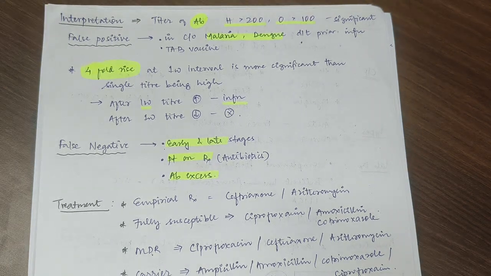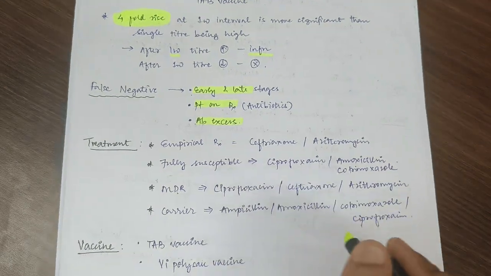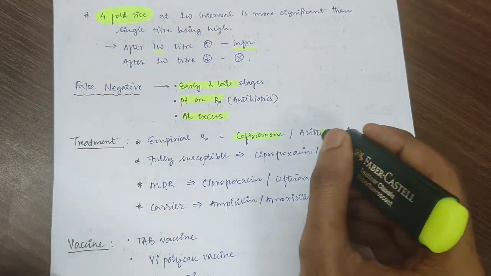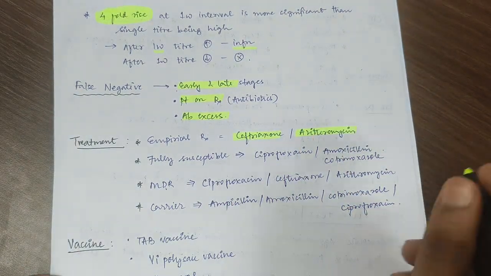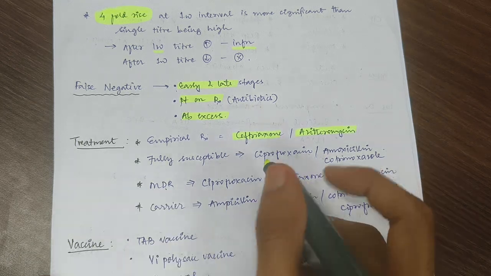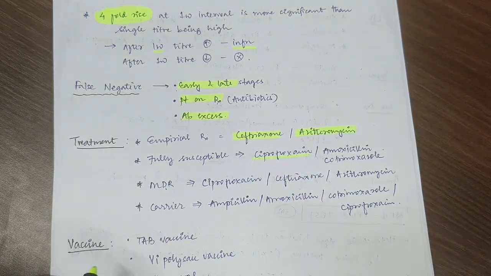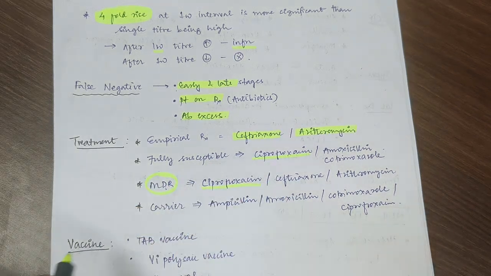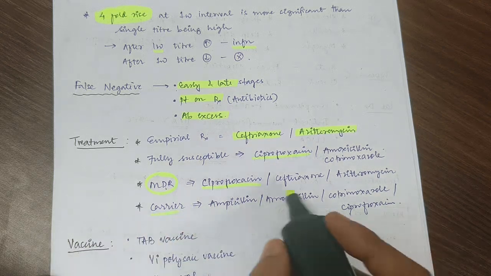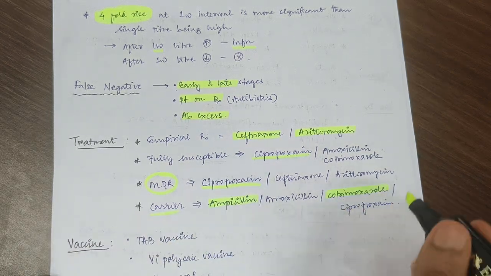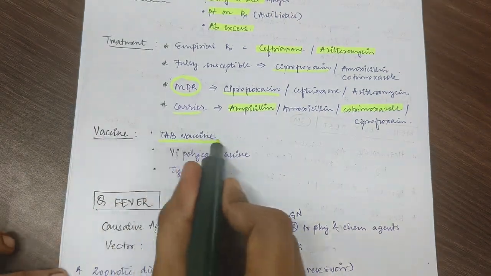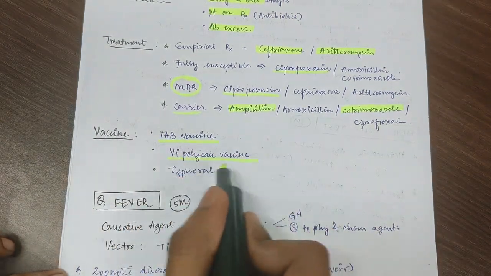What is the treatment? Basically, you're going to give empirical treatment before giving any of the following, to protect from the severe effects. Ceftriaxone and azithromycin are the empirical forms of treatment. If they are fully susceptible, you can give ciprofloxacin. If it is multi-drug resistant, again ciprofloxacin can be given. For carriers, you can give ampicillin or cotrimoxazole. Coming to the vaccines, there are 3 vaccines: TAB vaccine, Vi polysaccharide vaccine, and typhoid.